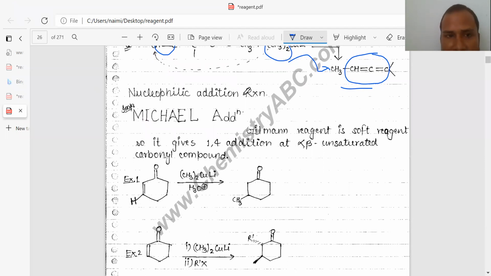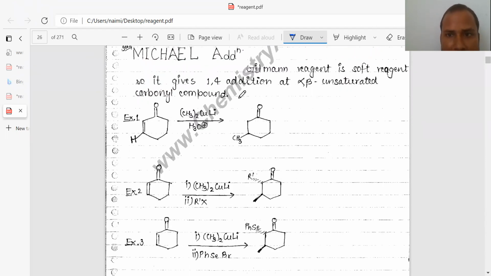Another topic is nucleophilic addition reactions. Michael addition mainly gives 1,4 addition at an alpha-beta unsaturated ketone. So count the positions 1, 2, 3, 4. Directly, without stereochemistry, you can add here. But when stereochemistry is given here, then what will you do?